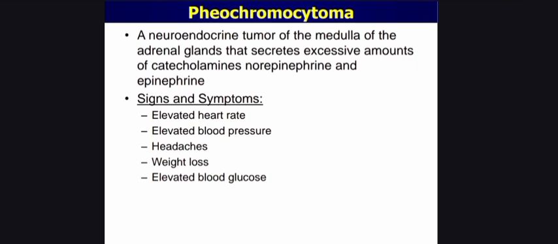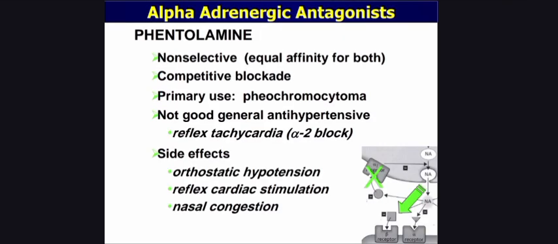this is the same pattern I mentioned a little while ago. We have noradrenaline released. It binds to its different receptors, but it needs to be regulated. One way to regulate it is norepinephrine binding to the alpha 2 receptor and inhibiting the release of norepinephrine. If I use a non-selective blocker, this drug is going to prevent the action of the alpha 2 receptor, prevent the inhibition, so more norepinephrine is released. Side effects, we have orthostatic hypotension, reflex cardiac stimulation, and nasal congestion.